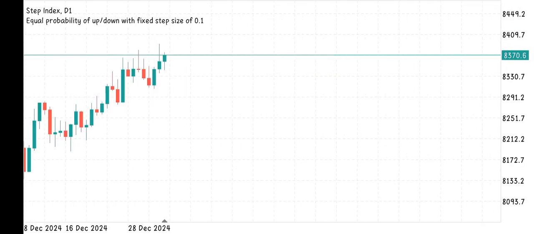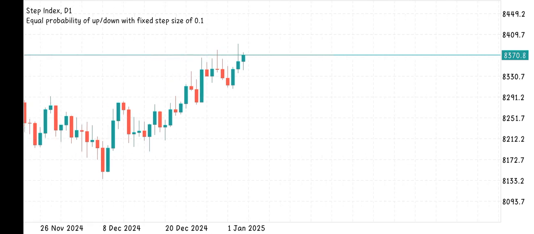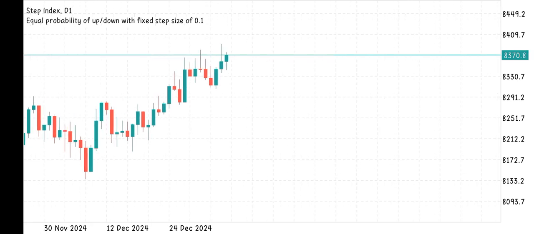Tonight I'll be talking about the step index market generally. We'll do a random analysis on step index, the synthetic indices. When I want to approach a chart, the first thing I ask is: do we have a liquidity graph? That is my first question. If we do, then I have an idea of what to do.